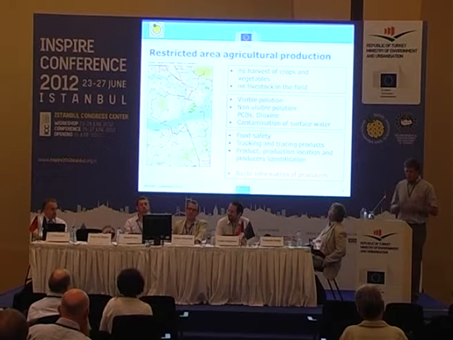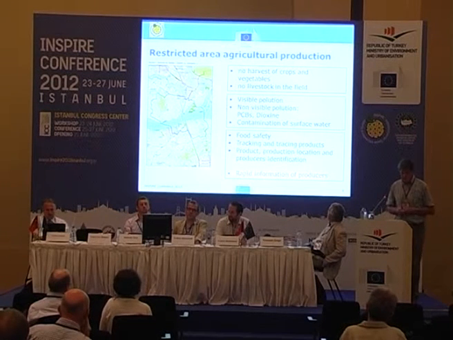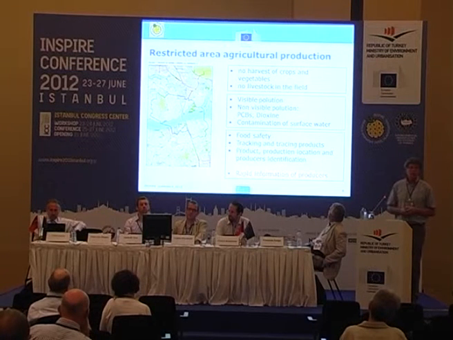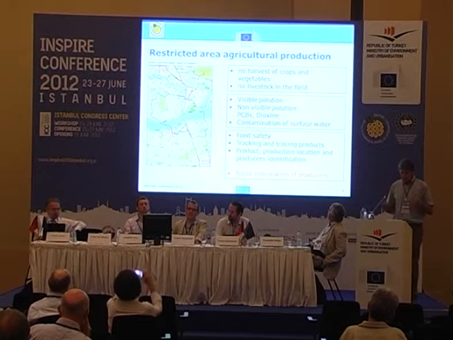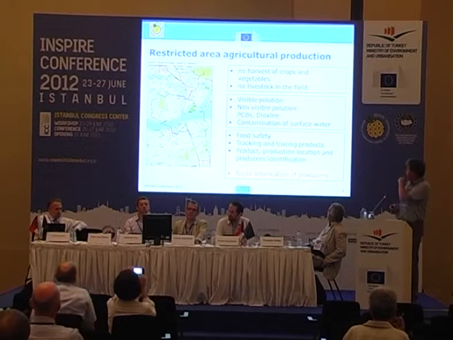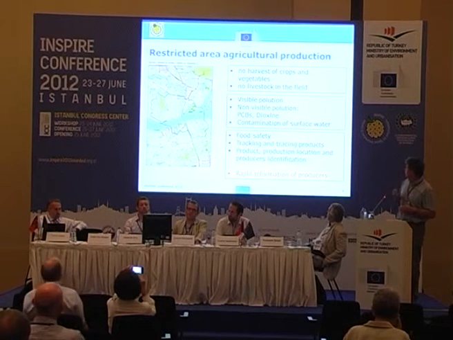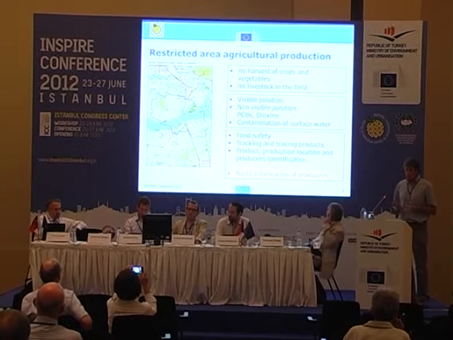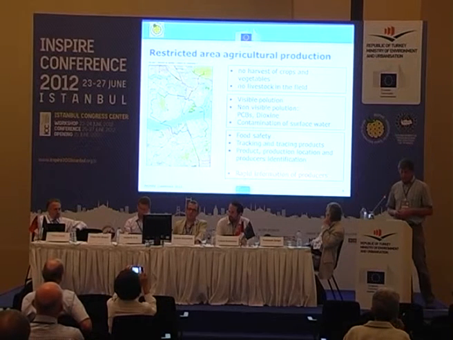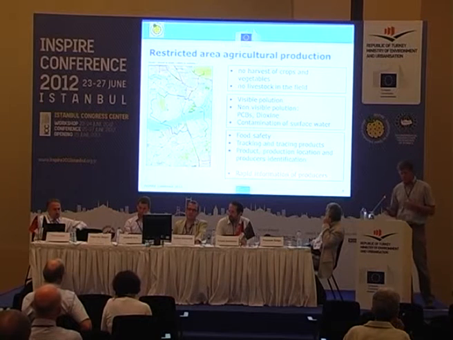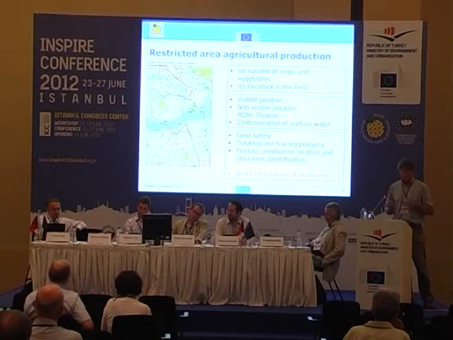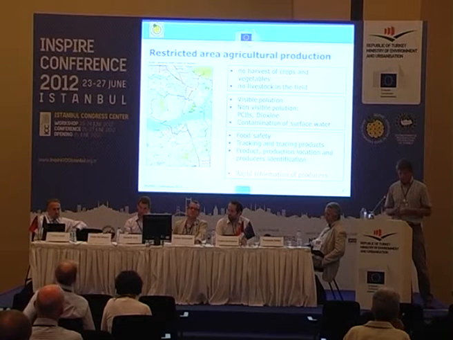So in the end there was an area drawn where measurements are taken. In fact this is a map used for area management, and on that there are a lot of recommendations about no harvesting, no livestock. Still questions about what is the impact of the fire. Is there pollution? Is there visible and non-visible pollution? Is there contamination of surface water? And what are the questions about food safety, tracking and tracing of products?